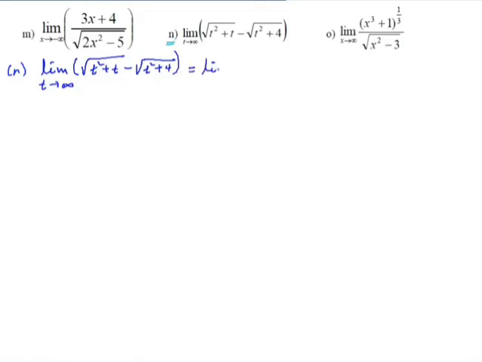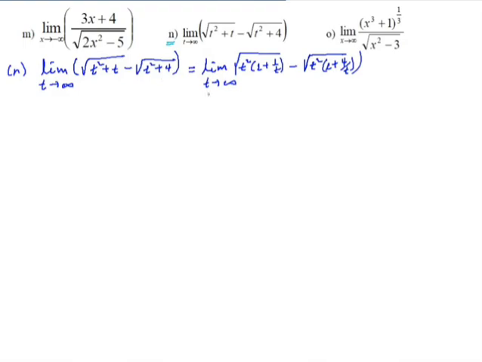So this is equivalent to the limit of radical t squared plus t, which means t squared times 1 plus 1 over t. We can rewrite like this, minus the radical of t squared plus 4, which means t squared times 1 plus 4 over t squared, as t approaches infinity. So we can write like this.